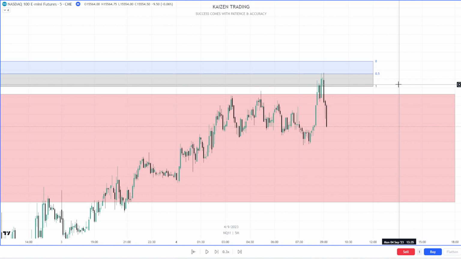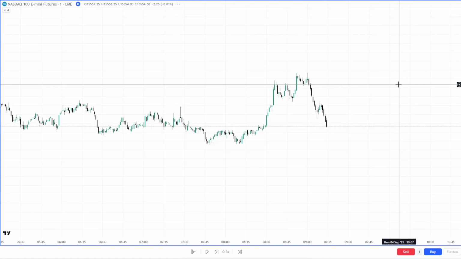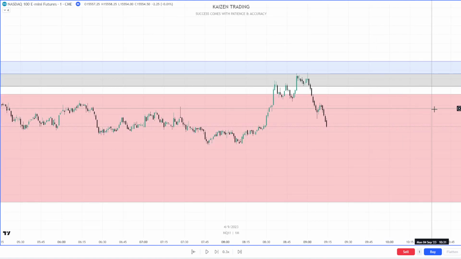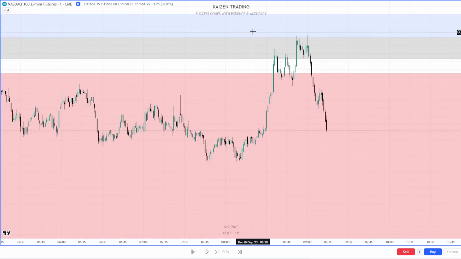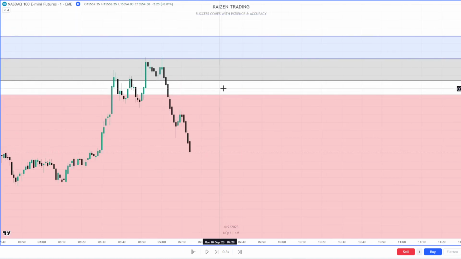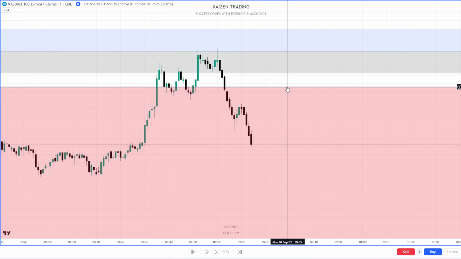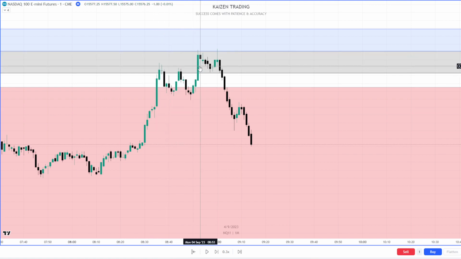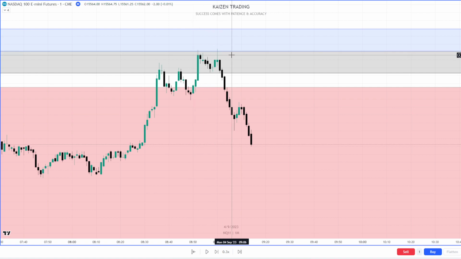So knowing that, you can refine entries all the way down to the 1-minute. This candle right here had taken out the swing highs. So this could be your engineered origin, and anything above that you could take orders short on. Okay, that would be an aggressive entry.